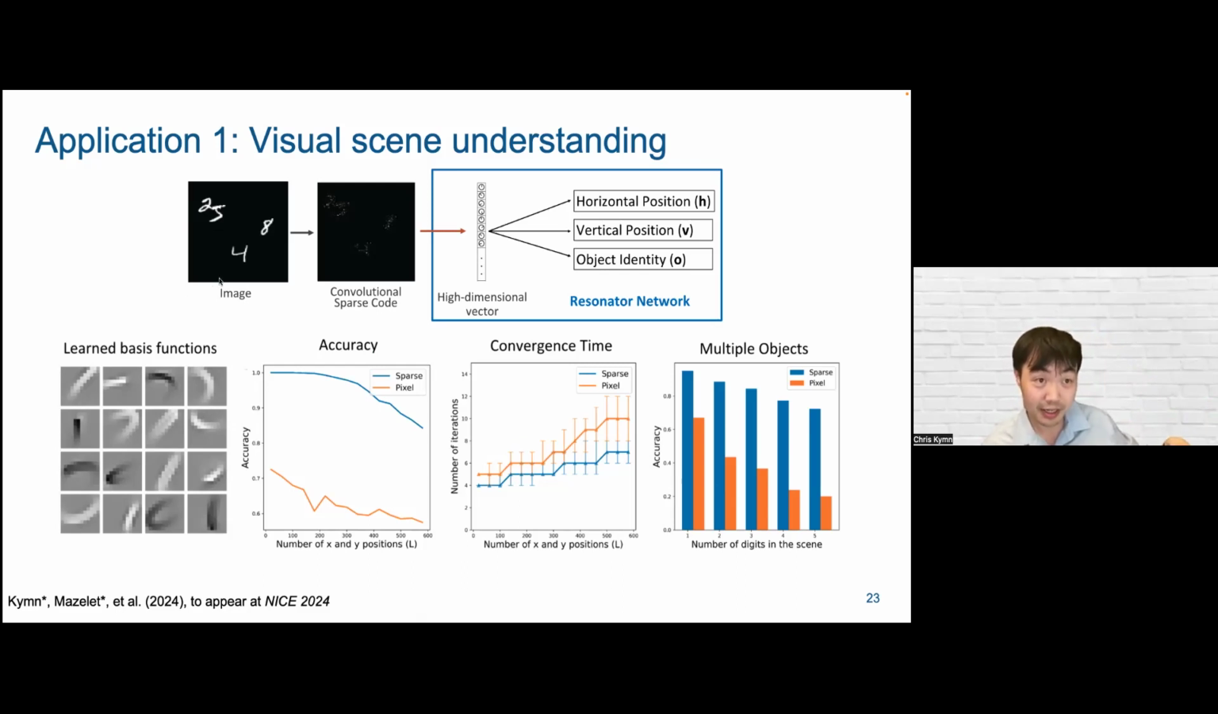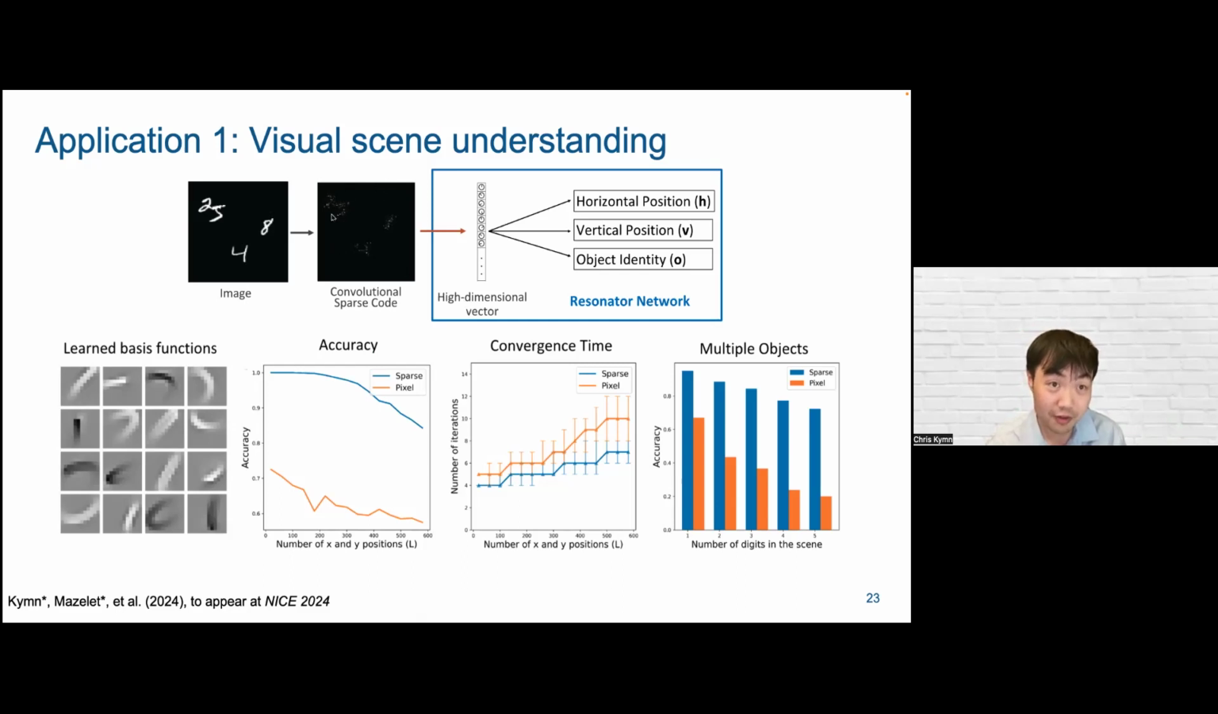So in this particular case, what we consider is taking an image and first processing it with a convolutional sparse code to create a latent representation of this particular image. Then converting it to a high-dimensional vector. This is with the vector function architecture's representation, or simply adding up the values of particular pixel values of these convolutional sparse codes bound to particular locations.